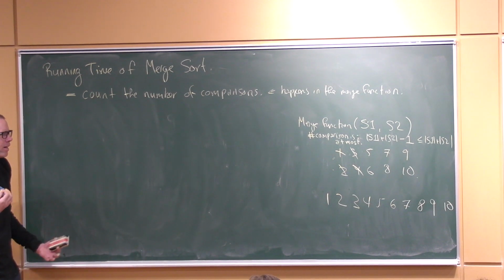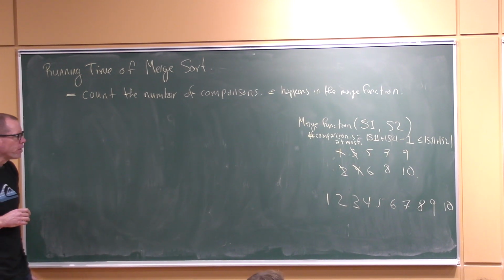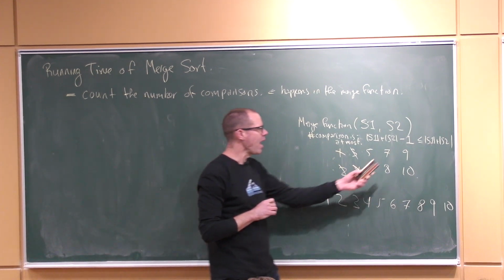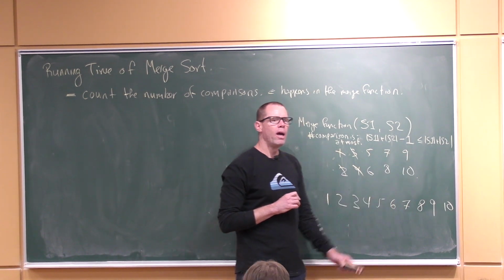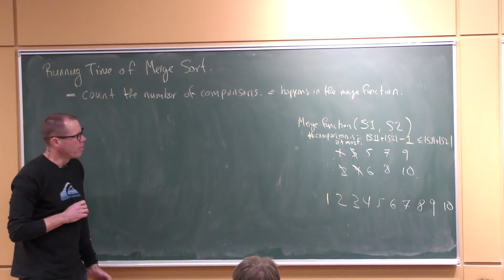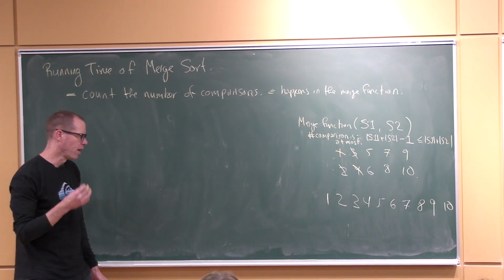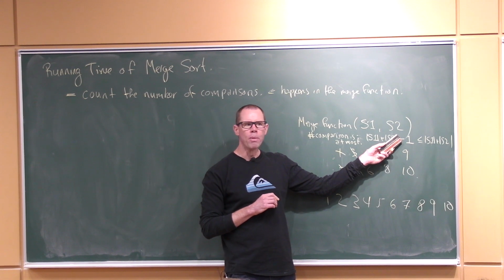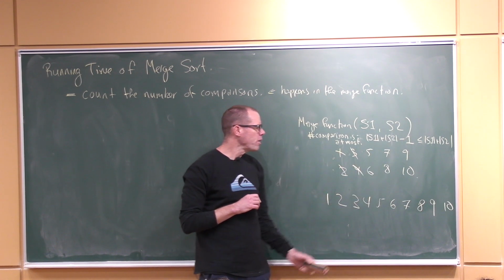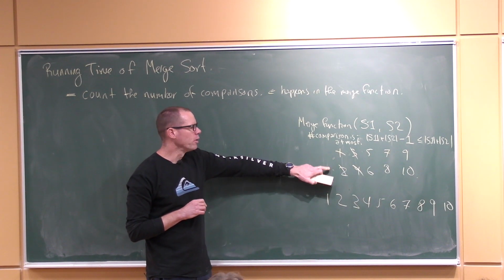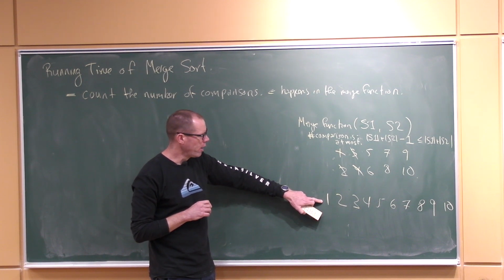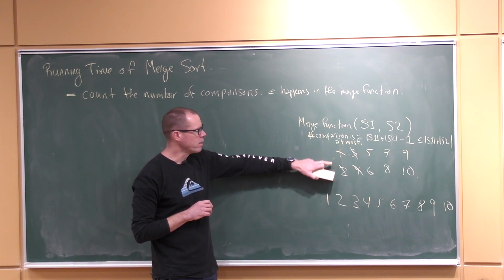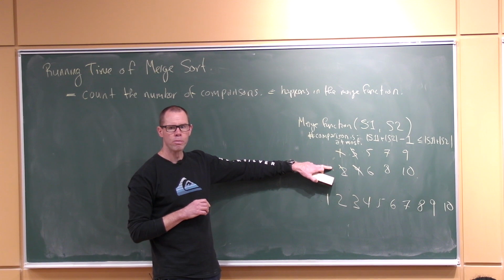So I'm not going to tell you exactly what the number of comparisons is, but I'll tell you that it is at most this much. And I can't tell you exactly what the number of comparisons is for a couple of reasons. One is because I'm lazy and I don't want to include this minus 1 in my calculations. But the other one is the actual number of comparisons done here isn't always the size of S1 plus the size of S2 minus 1.